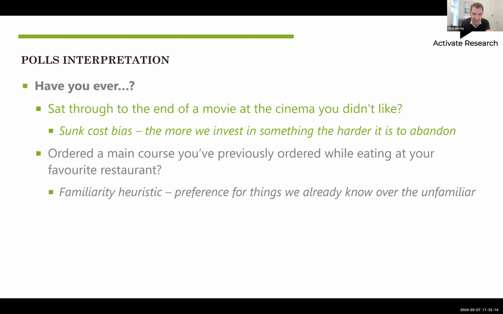Another question we asked: have you ever ordered a main course you previously ordered while eating out at your favourite restaurant? All of us have done that, so 100% of us were influenced by something called the familiarity heuristic, which is a preference for things we already know over things that are unfamiliar to us.